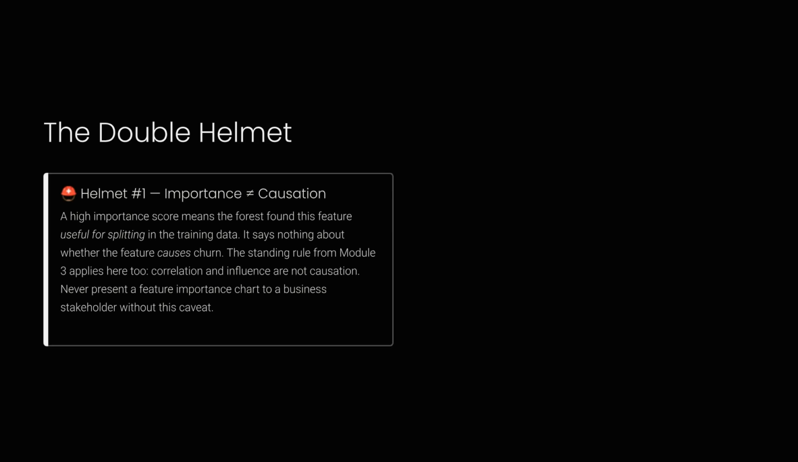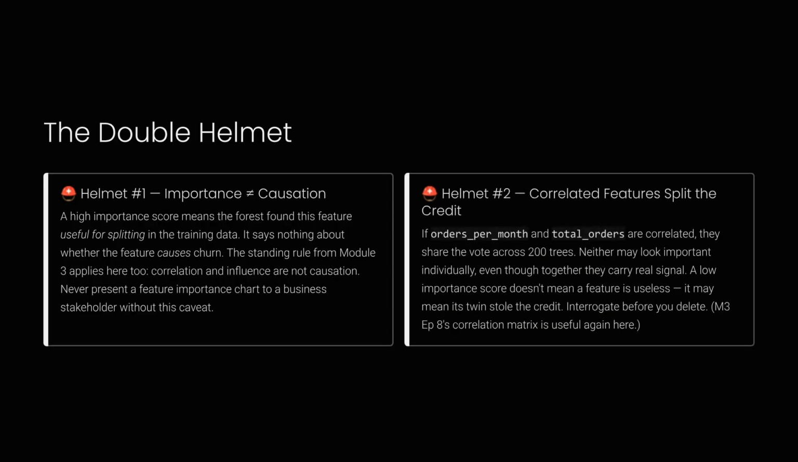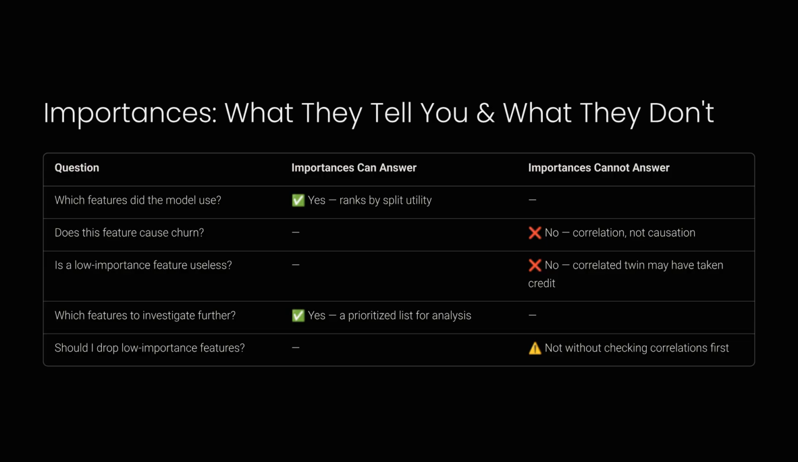First, importance is not causation. It only measures utility for prediction. Second, correlated features split the credit, meaning a low score doesn't necessarily mean the feature is useless. Use this table to guide your analysis. Importances tell you what the model used, but they can't determine cause and effect or justify blindly dropping variables. Always check correlations before assuming a feature is irrelevant.